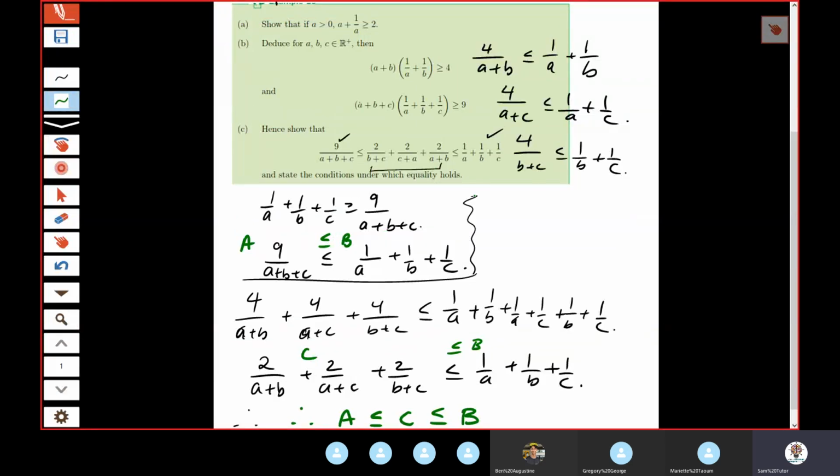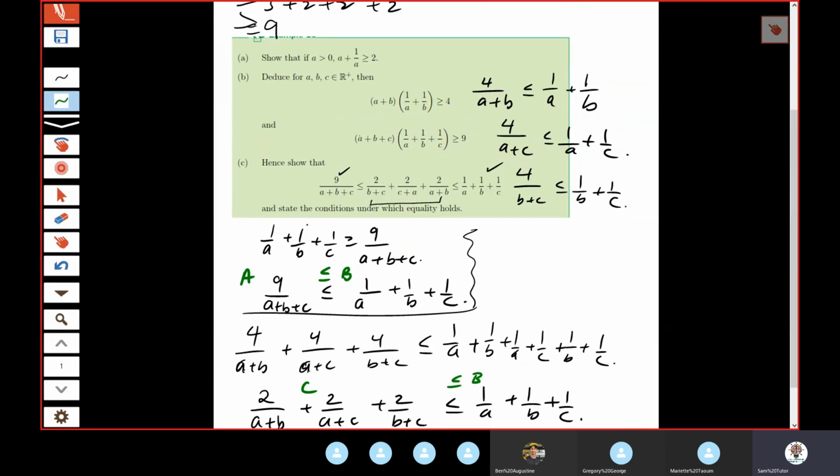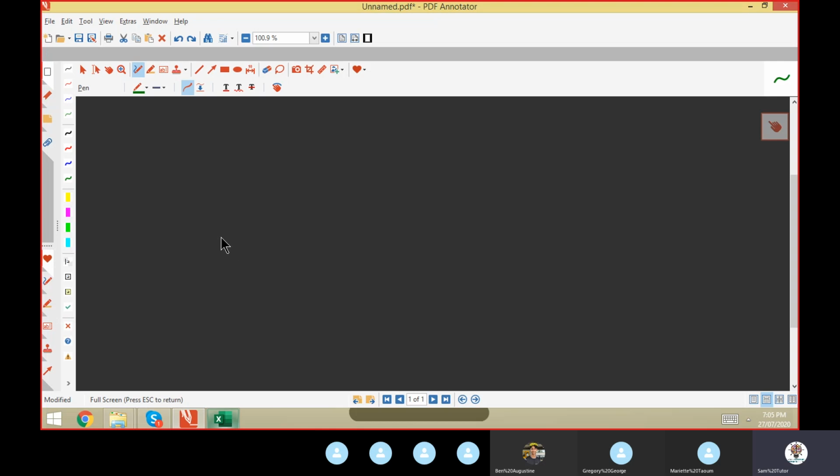State the conditions under which equality holds. For some reason, I feel like the only way you're going to prove the equality case is actually making it equal. And that's just going to be the annoying part that I didn't want to do. So you're going to make it all equal to each other and eventually solve where A equals something. I guess I'll do it. We can't skip it.